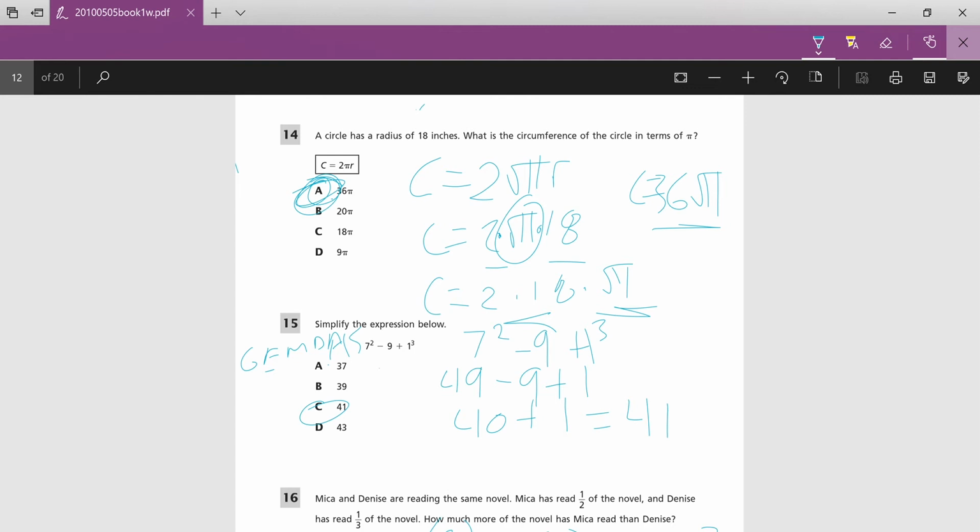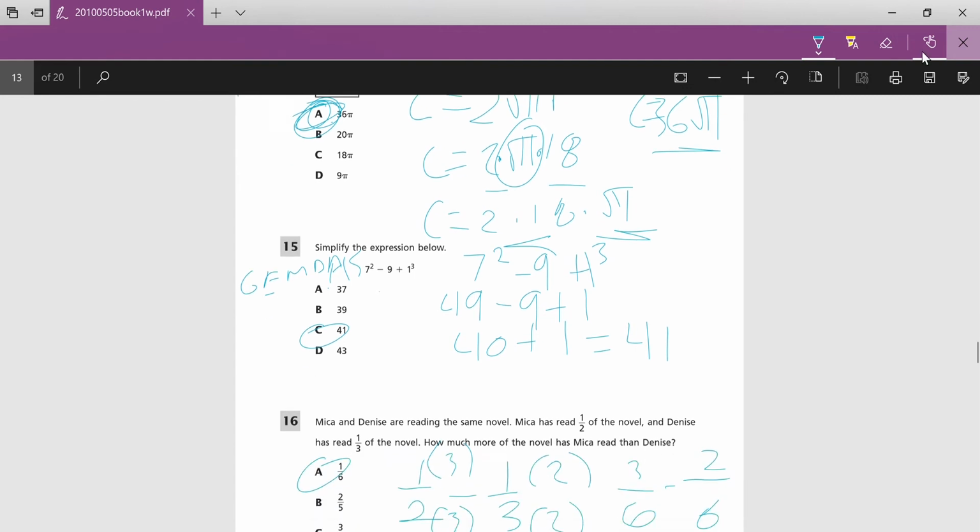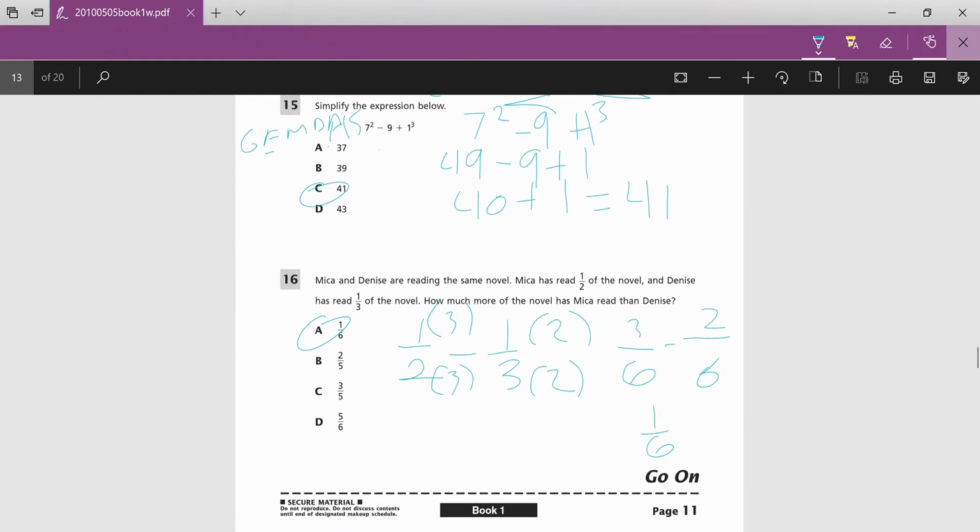And even if you didn't know that, you can see that all your choices have pi right next to their coefficients. So you would just assume, hopefully, that there would be pi in your answer as well. So simplify the expression below, 7 squared minus 9 plus 1 to the 3rd power. We're going to use GEMDAS or PEMDAS, whichever one you like. I like GEMDAS because it incorporates all the grouping symbols.